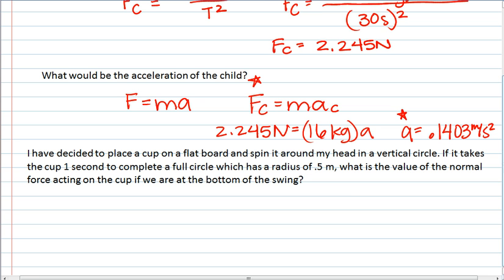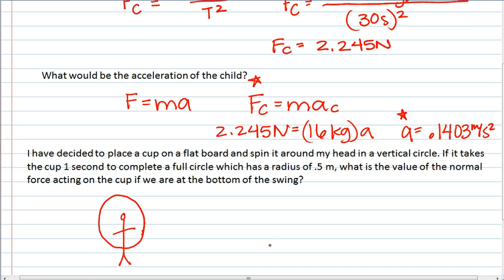Okay, let's take a look at one more example, and this one takes a look more at what's going on with this net force type of thing. So I say, okay, I'm going to place a cup on a flat board, and then I want to spin it around my head in a vertical circle. So I'm going to literally be standing here, and we'll do this as a demo tomorrow. Apparently I have a small head. And I'm going to take this, and I'm going to spin a cup up and around. So that's the pathway it's going to take.